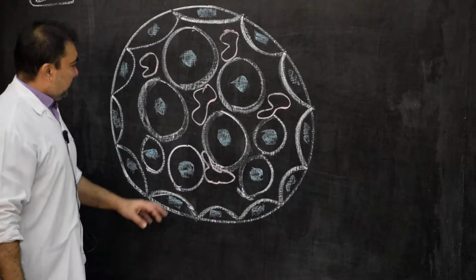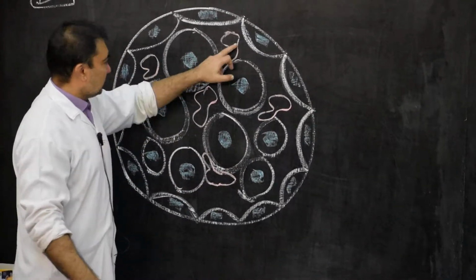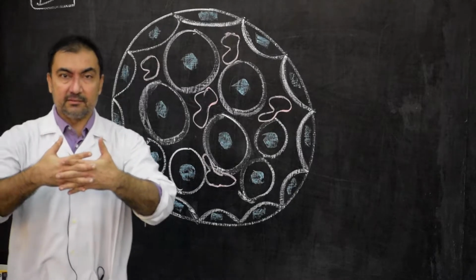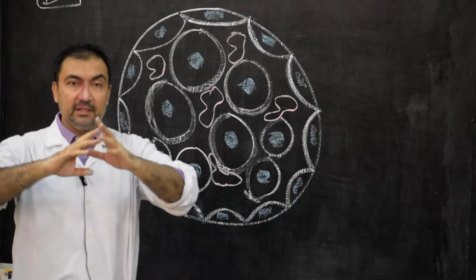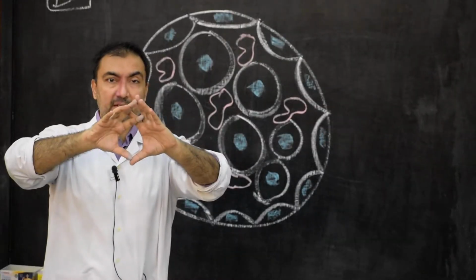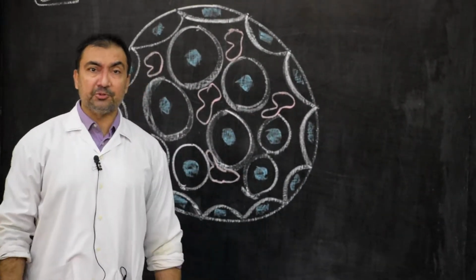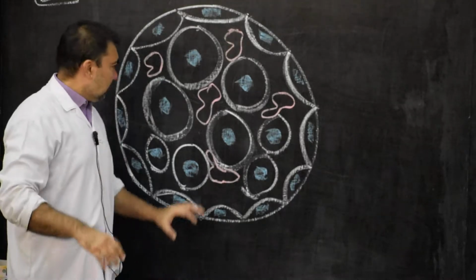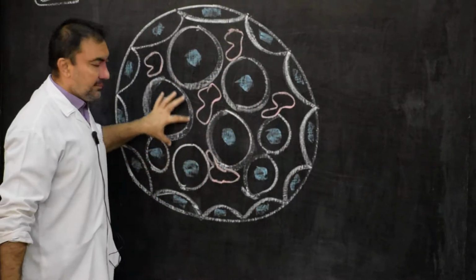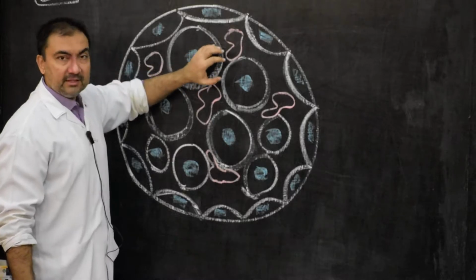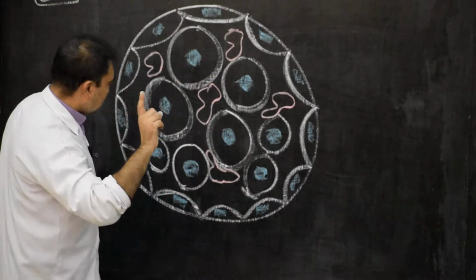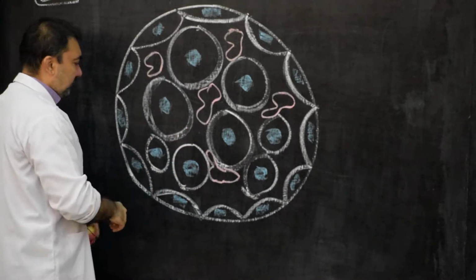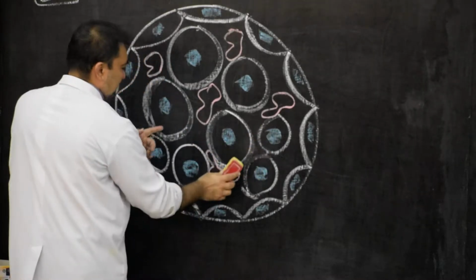Now what will happen? All these spaces will coalesce with each other. Once they fuse with each other, they will create a huge space, and that space will be known as blastocele. And this group of inner cell mass will be pushed to one side, in an eccentric position. Therefore, the next diagram which we will draw will be, this is the first diagram.